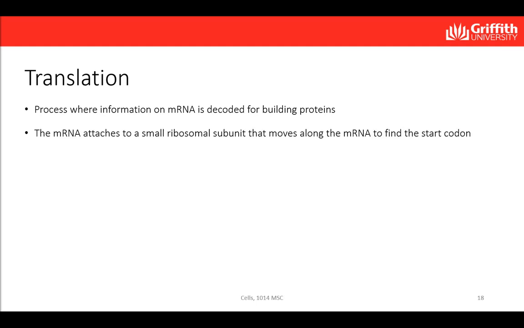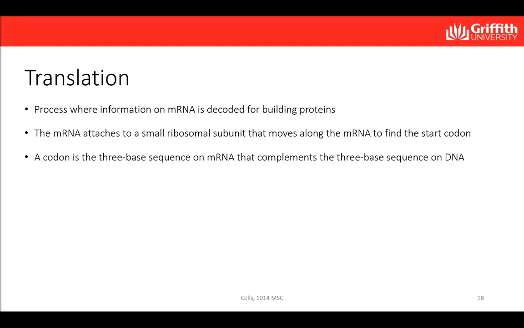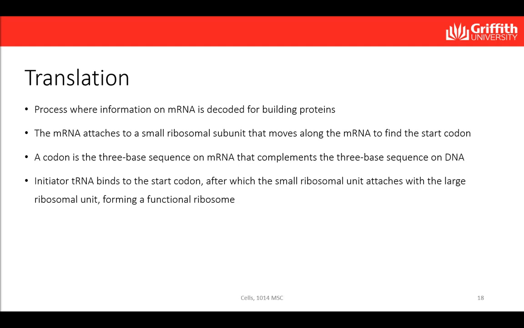After mRNA synthesis, the mRNA leaves the nucleus and attaches to a small ribosomal subunit. The small ribosomal subunit scans along the mRNA until it finds the start codon. A codon is a 3-base sequence on the mRNA that complements the 3-base sequence on the DNA. The initiator tRNA anticodon recognizes the start codon on the mRNA and binds to it within the ribosome. After this, the large ribosomal subunit attaches to the small subunit and forms a functional ribosome.